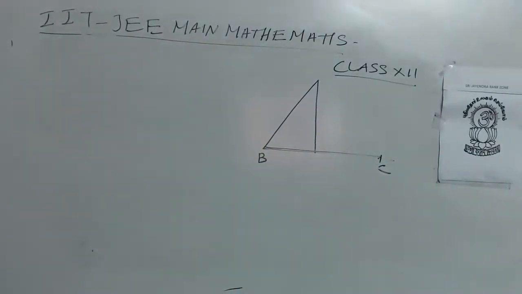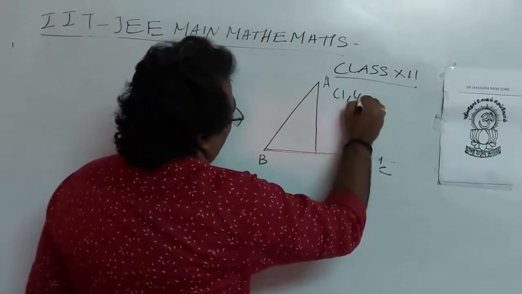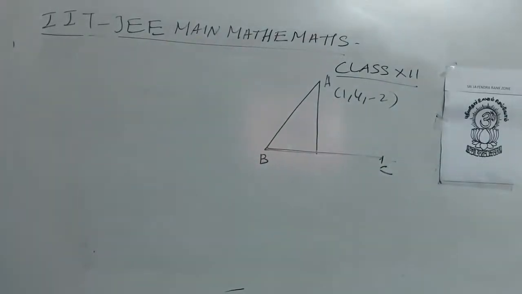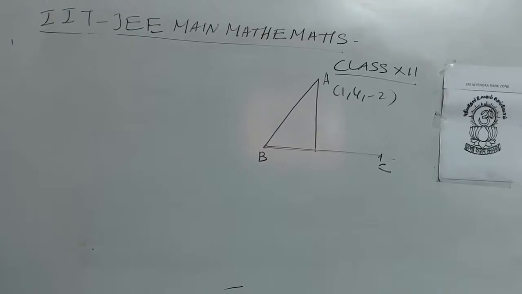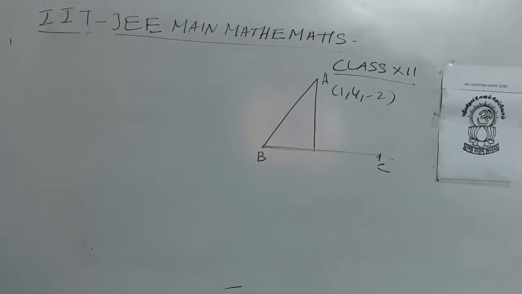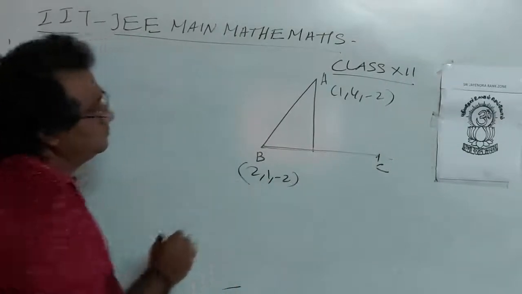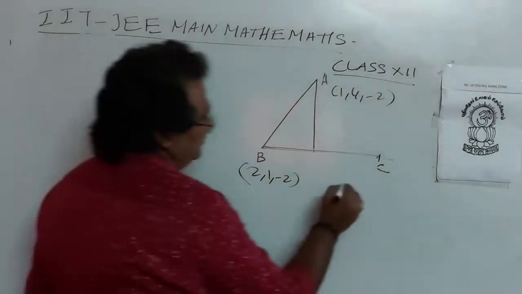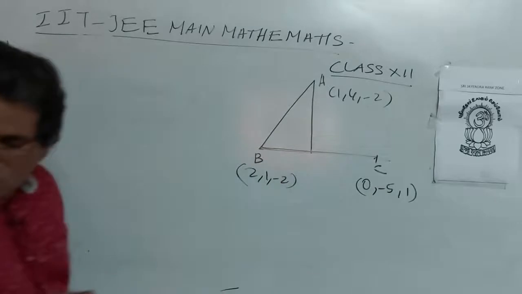The given point is A(1, 4, -2). The other two points are B(2, 1, -2) and C(0, -5, 1).